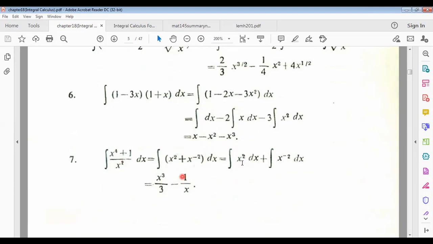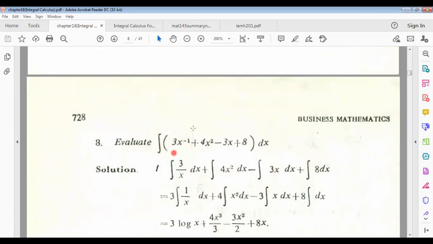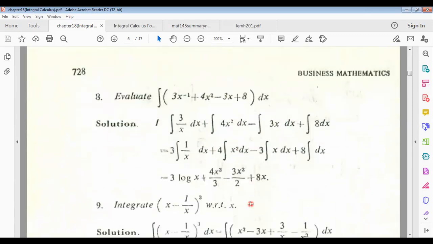Now using the power rule, x to the power 2 plus 1 divided by 2 plus 1, that means x cube by 3. Similarly, x to the power minus 2 plus 1 divided by minus 2 plus 1, what will it be? X to the power minus 1 divided by minus 1. So minus, and 1 by x. Very easy for you. Similarly, you can evaluate this integration.